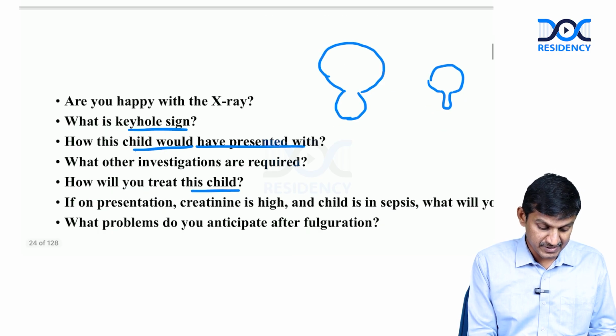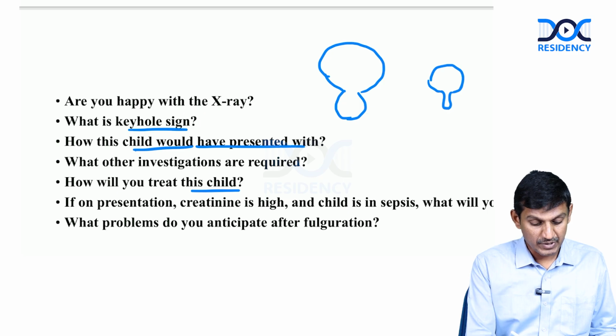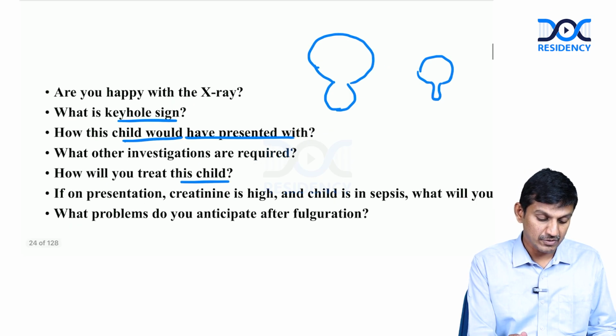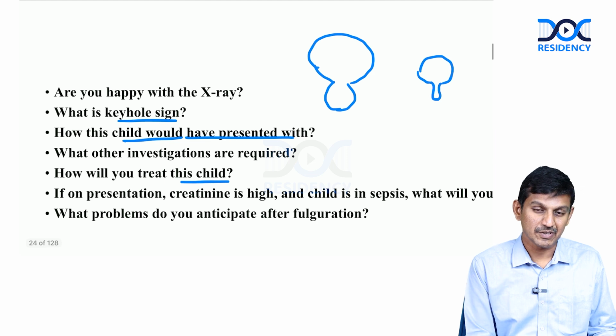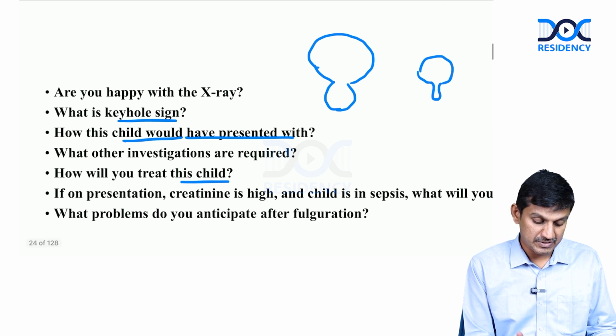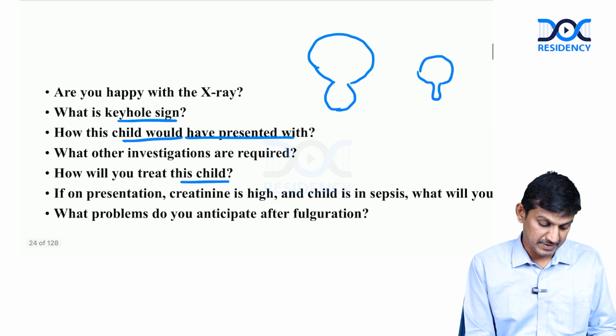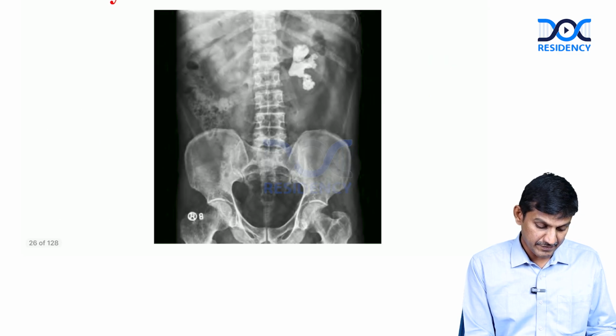Okay. How will you treat this child? First of all, we have to retrogradely put a catheter and drain the bladder. And then you have to stabilize the child. If the child is stable and the creatinine is coming down, then you can go for a transurethral fulguration of posterior urethral valves. Okay. Right. Identify this image.